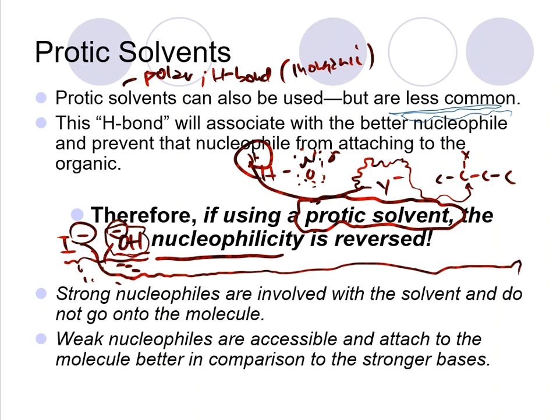And it leaves that old pretty popular OH behind. And the iodine can go in and pop, onto the molecule it goes. So very strong nucleophiles get involved with the solvent, and they do not go onto the molecule. And weak nucleophiles are more accessible. They aren't really as held up because they're not as pretty. Those little piranha hydrogen bonds don't want anything to do with them. And they become the nucleophile that we pay attention to in the substitution reaction.